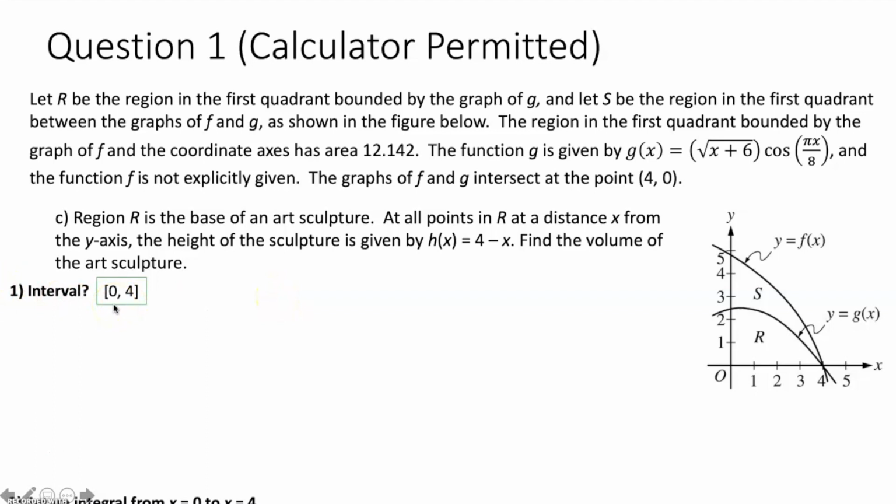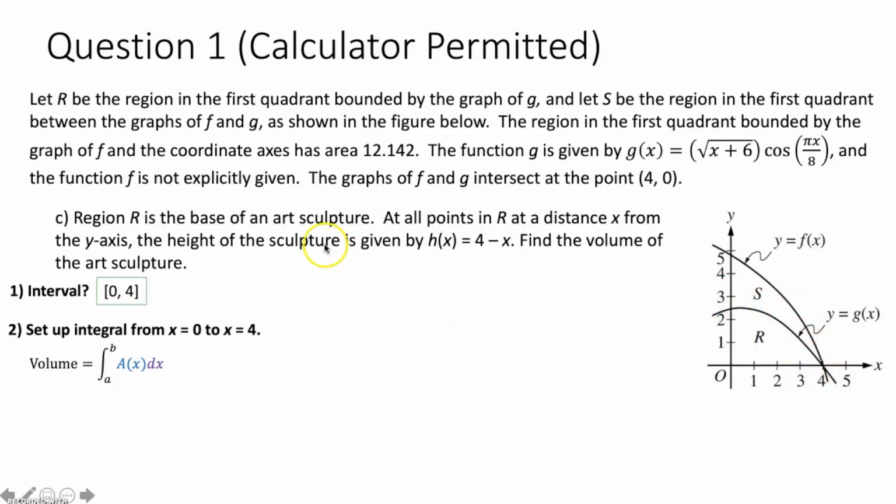Next, we need to set up our definite integral and integrate the area formula for our given cross section. So remember, to find the volume, it's just the integral from a to b of the area of our cross section times dx. So what is the area of our cross section? Well, in this problem, it gives us information about the base and the height of this given art sculpture. The region R would be the base of the art sculpture, meaning that the base is going to be your function g of x on the interval from x is equal to 0 to x is equal to 4. Cool. So we have g of x is going to be our base.